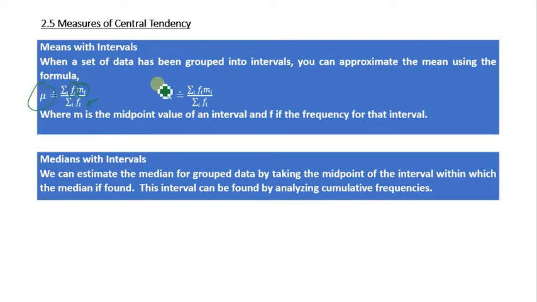Again, mu is for the population, x bar is for the sample. M is the midpoint, so that's where the approximation comes in. Is it 1? Is it 2? No, we're going to just use 1.5. We're just going to approximate it at 1.5. And f is the frequency.